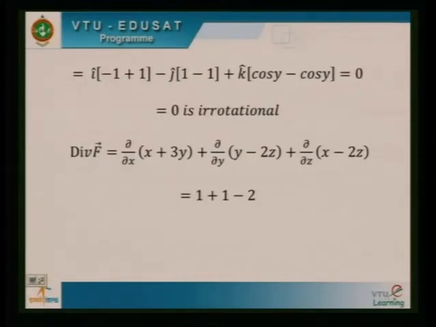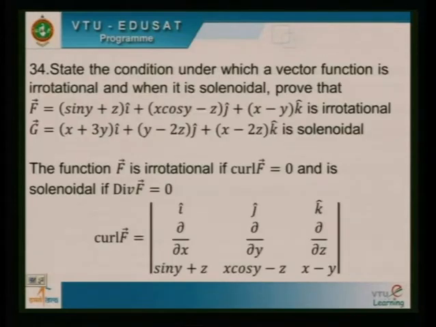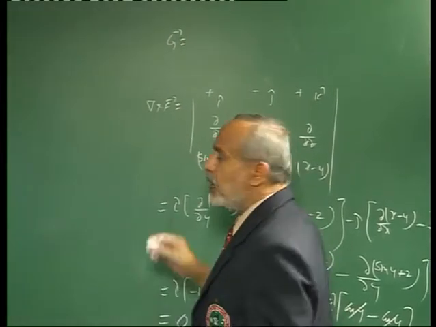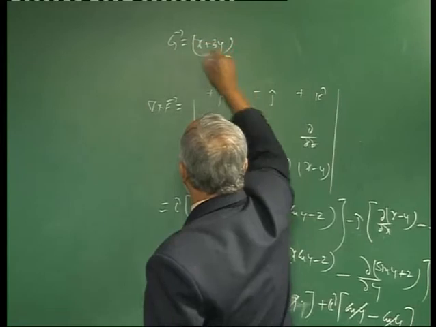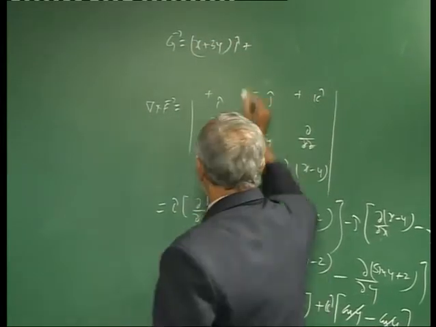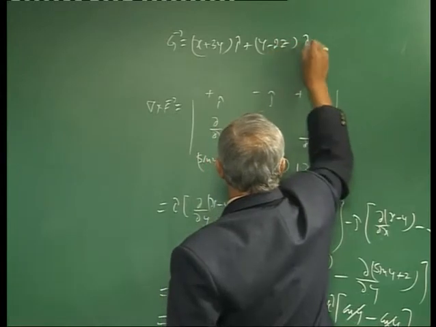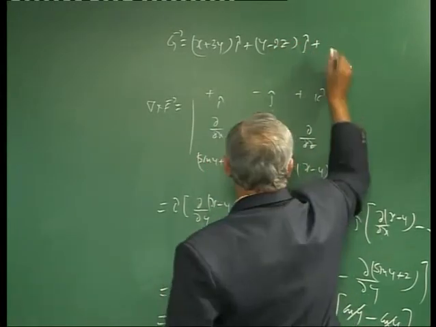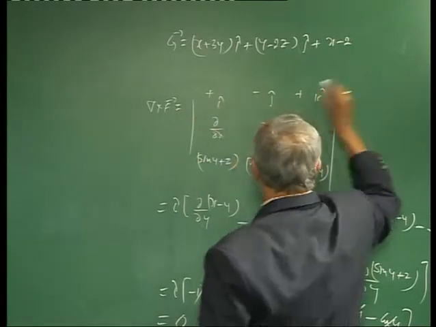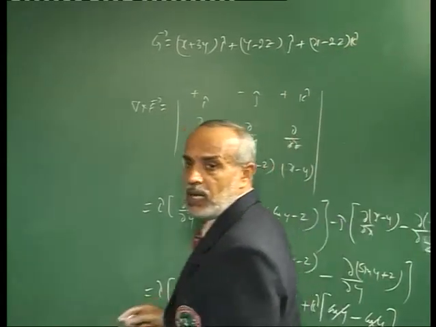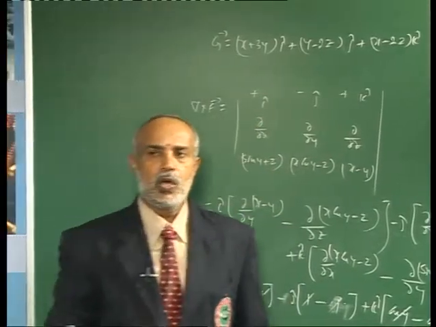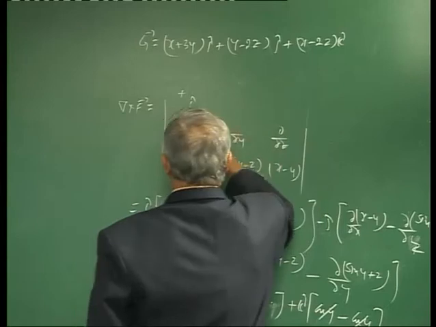Next, the other term: divergence of f vector is solenoidal. I have to show that. What is the problem? G vector equals x plus 3y into i cap plus y minus 2z into j cap plus x minus 2z into k cap is solenoidal. Solenoidal means you have to show that divergence of g vector is equal to 0.